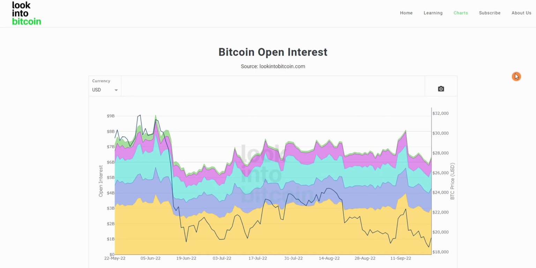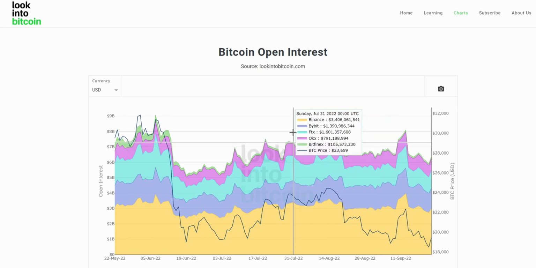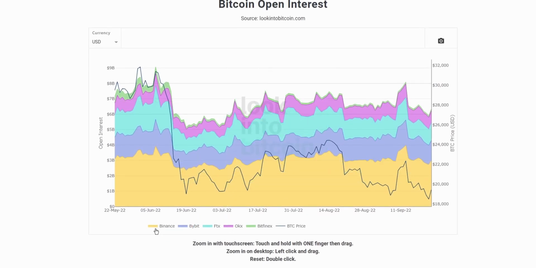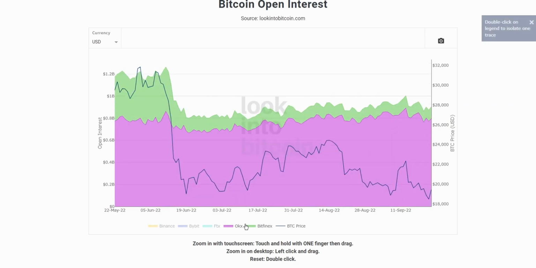So what is the Bitcoin open interest chart? Well, it is showing us the total value of all derivative contracts currently being traded on a number of crypto exchanges. So we can see here, as we hover, we can see the different crypto exchanges, and beneath we can even isolate them to see them one by one.